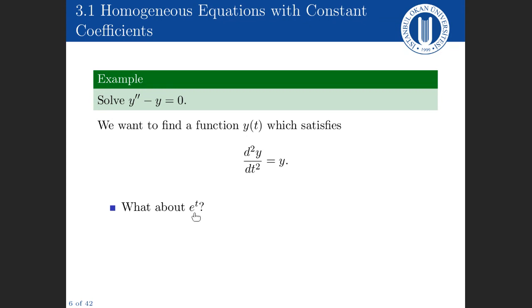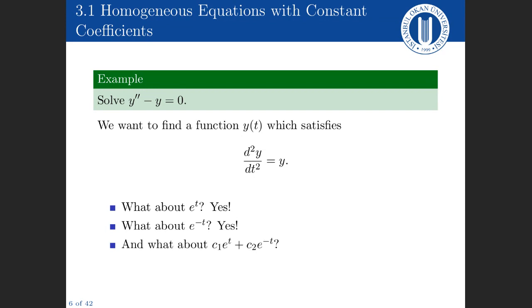If we take e to the t and we differentiate it, we get e to the t. Differentiate again, we still get e to the t. This is not the only function for which this is true. What about e to the power minus t? What happens if we take e to the power minus t and differentiate 2 times? The first derivative would be minus e to the minus t. Differentiate again, we get plus e to the minus t. So yes, this also satisfies the equation.